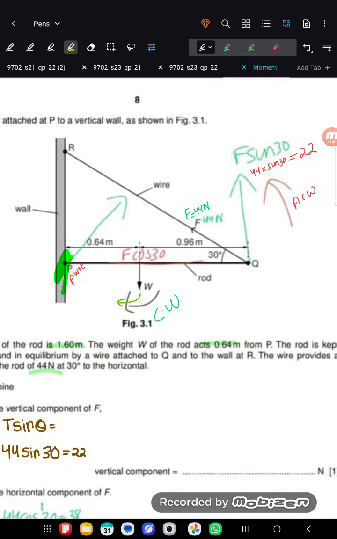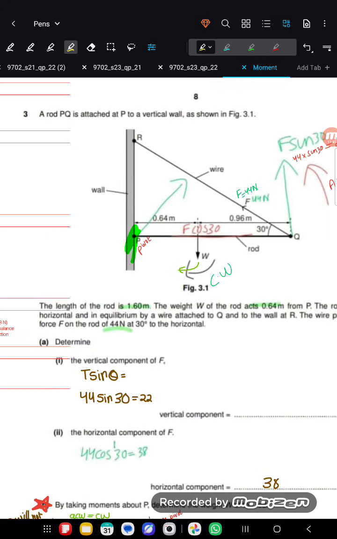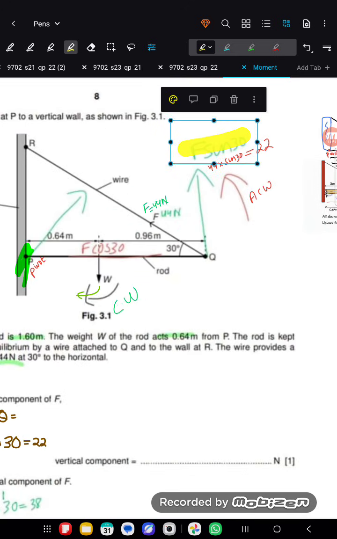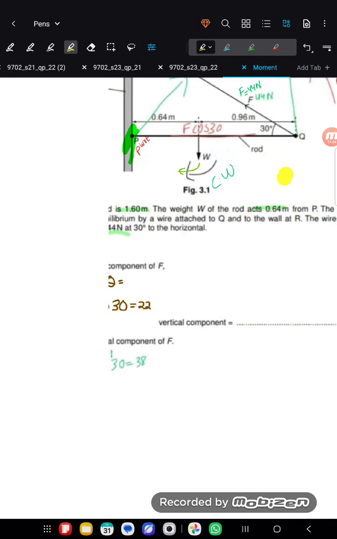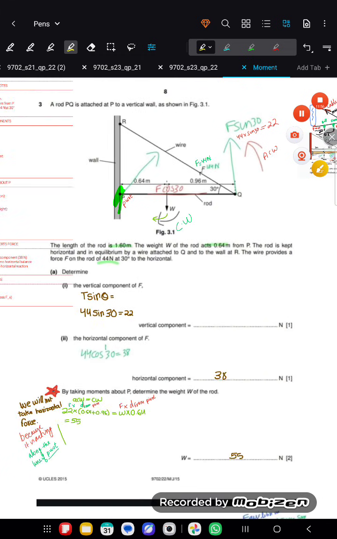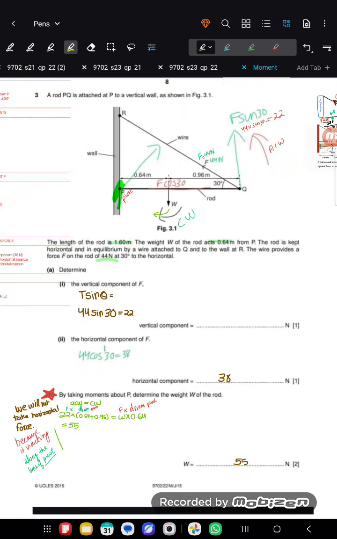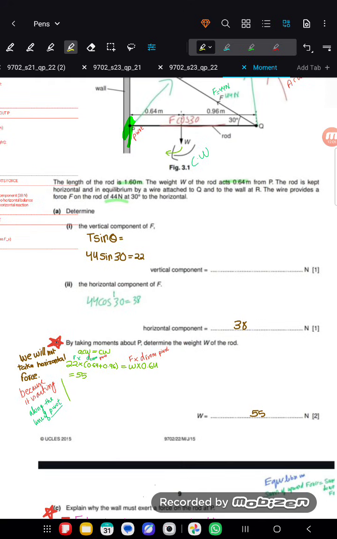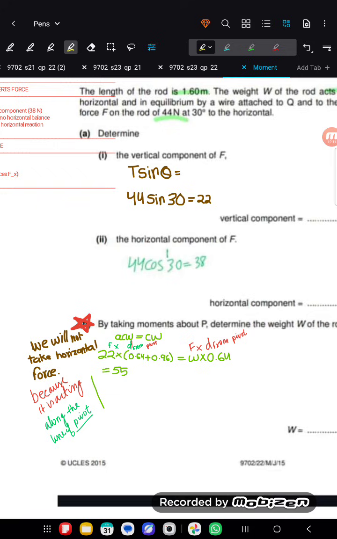So we have to find the distance, you know how to find the moment, so we need this for the question. Here they are simply asking to find the vertical component, so you know the vertical component, right? And they are asking for all components of the force. Here they are asking the horizontal, that is also easy, F cos 30. And now this is the question. By taking the moment about P, so P is the pivot, determine the weight. So here what you have to do, you have to write clockwise is equal to anti-clockwise, you know the formula for the moment.